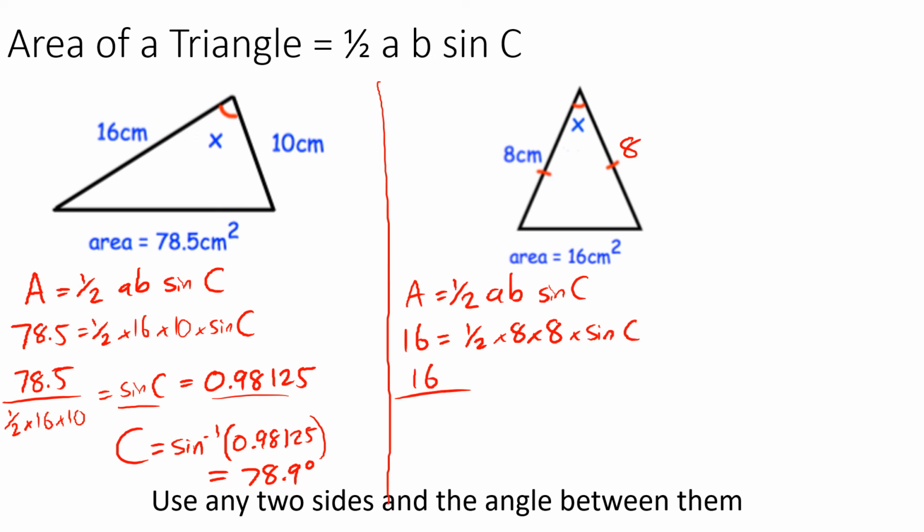So we should divide. We should do 16 divided by a half times 8 times 8 is equal to sine C. Stick that in and you should get that it's equal to 0.5. And then how do we get rid of the sine there? We use sine minus 1 on that 0.5. And that should give us that the angle we're after is 30 degrees. So yeah, area of a triangle and 3 ways you can rearrange it.